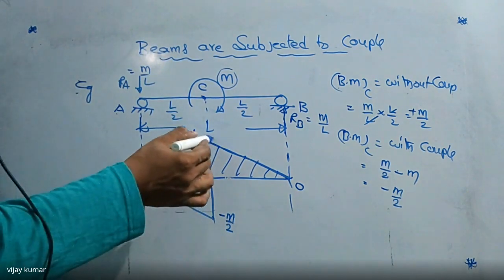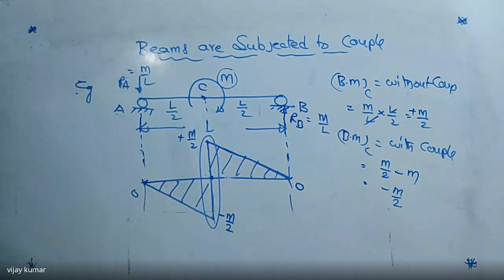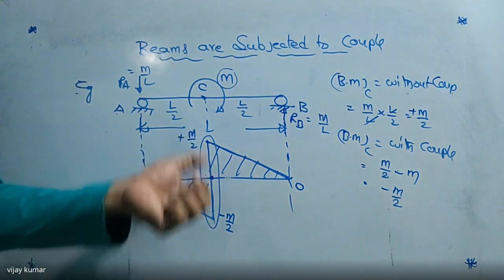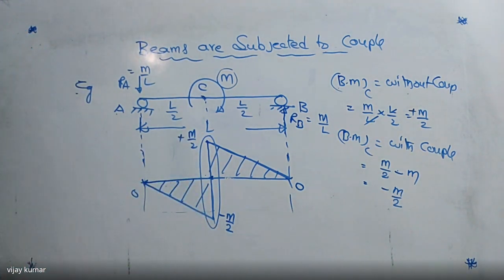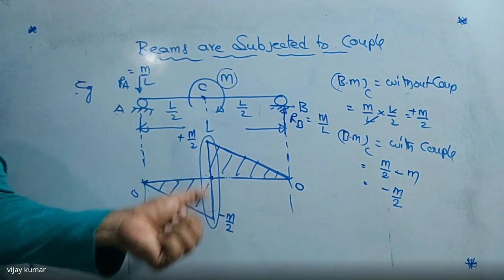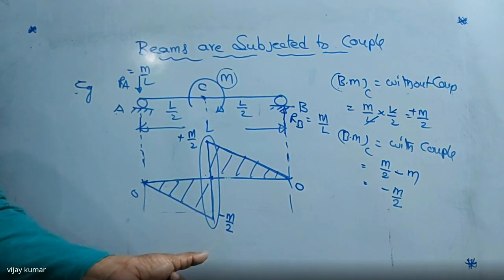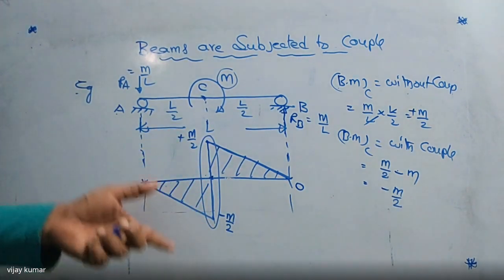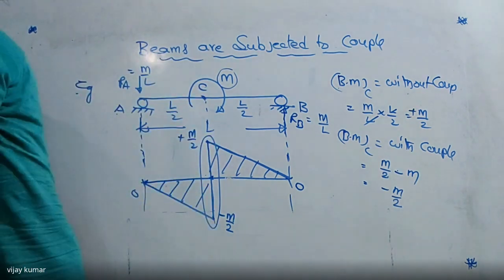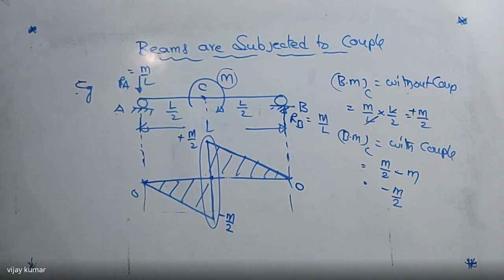What is the indication of this now? If you see this, there must be a couple, that is M, the net couple. This is the value without couple, this is the value with couple. If you take the difference between these two, then we get the given couple at point C. Did you get my point? Right.